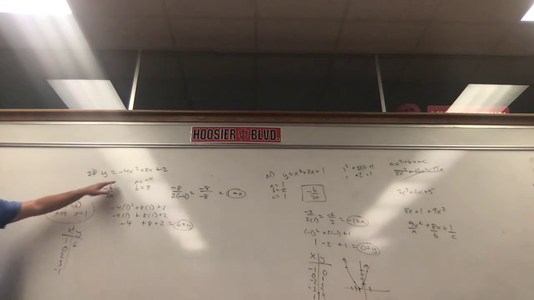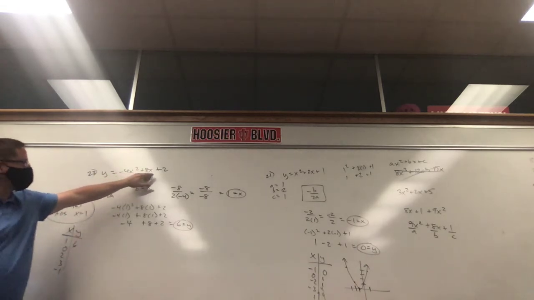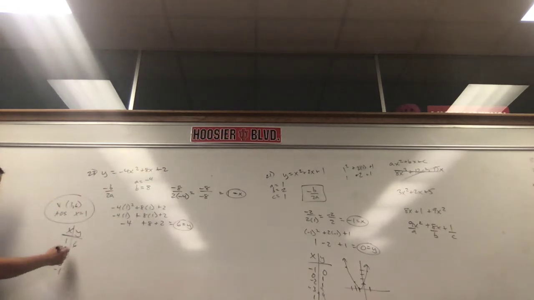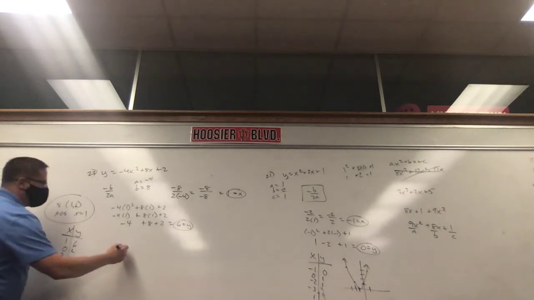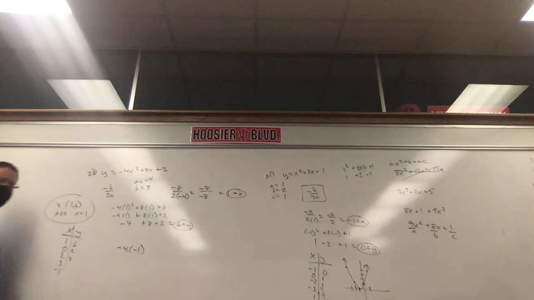0 is easy. What's all this going to turn into? 0, 0, 2. 2 is also going to be 2. I could plug in 3 or negative 1. I'm going to plug in negative 1. So negative 4. How do I know which one to plug in? It doesn't matter.